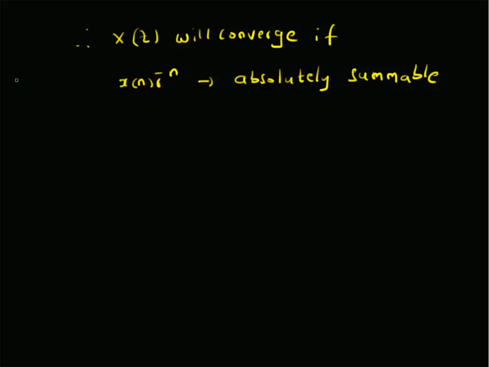So the problem now becomes, what are the values of r for which this product x of n into r power minus n is absolutely summable? That means we want to find the values of r for which this product is absolutely summable. Now we can write the absolute value of X of z. This absolute value of X of z is always less than or equal to the sum of n equal to minus infinity to plus infinity absolute value of x of n r power minus n, which we actually just proved.